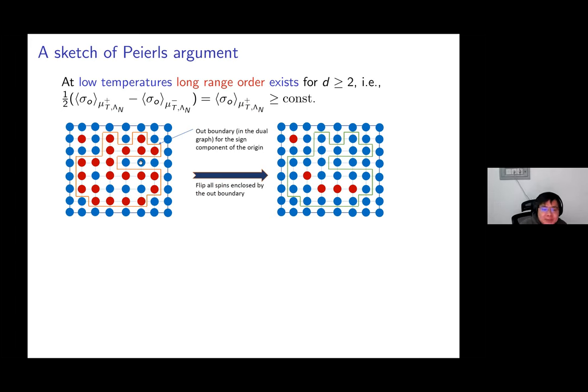And then the mapping flips everything that is enclosed by this orange boundary. That includes not only the red spins enclosed by the orange boundary, but also the blue spins enclosed by this orange boundary. And then we arrive at the picture on the right-hand side. In particular, now the spin at the origin is flipped. It changes from minus to plus. Okay, that's the construction of the mapping.